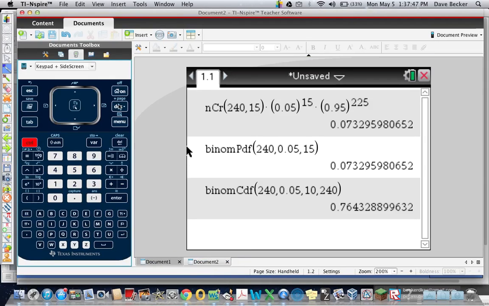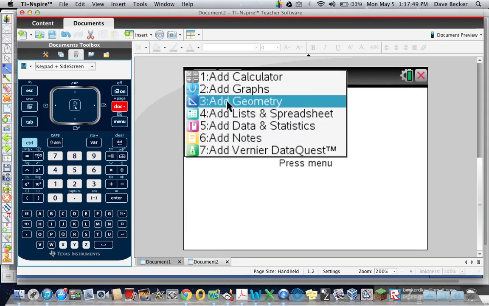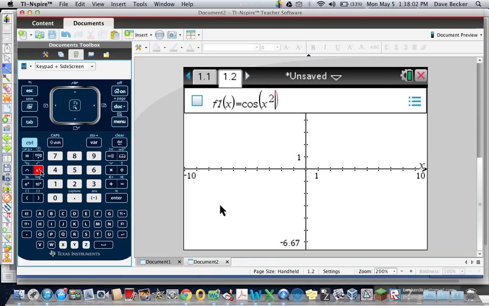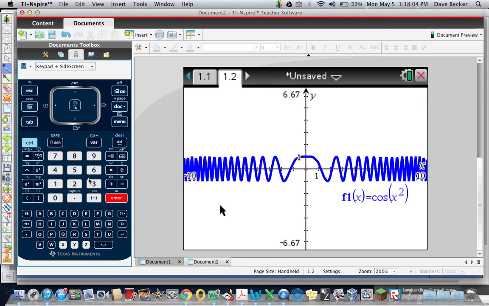I'm going to add a page. Always work in a document, not on your scratch pad, please. So our first function, we'll do cosine x squared, make sure you're in radians. Bam. All right, looking good.